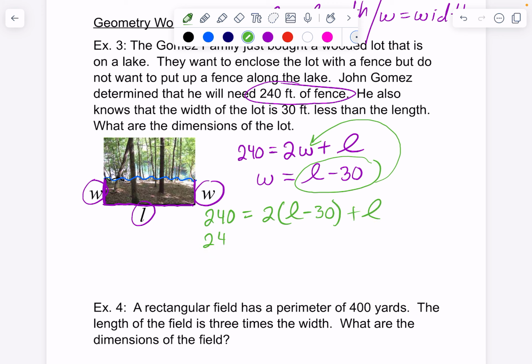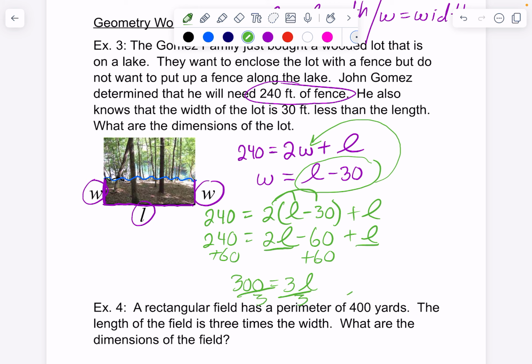I'm going to distribute that 2, giving me 2L minus 60 plus L. Add the 60, combine like terms. I've got 300 equals 3L, divided by 3. So the length is 100 feet.